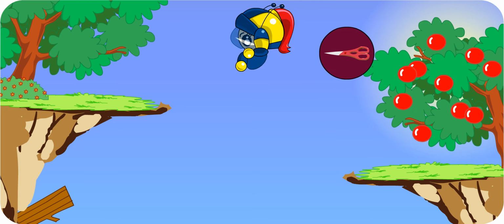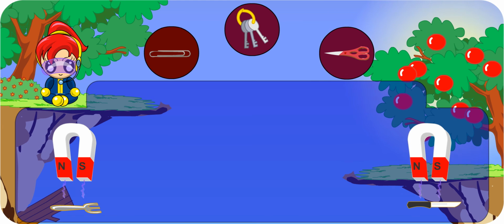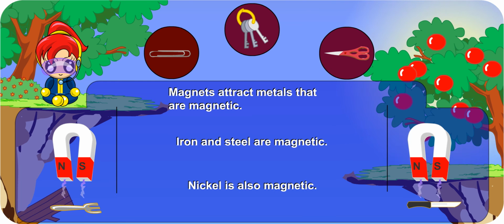A magnet interacts with some metals. These metals are pulled towards the magnet when it is brought close to them. The magnets attract the metals. Metals that can be attracted to a magnet are magnetic. Iron and steel are magnetic. Nickel is also magnetic. Many forks, spoons, and knives are made of metal. Nickel can be found in some foreign coins.